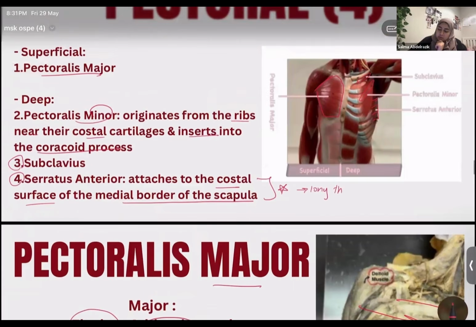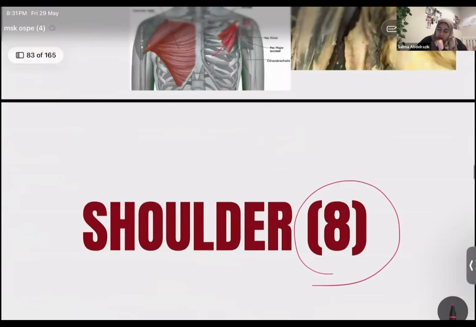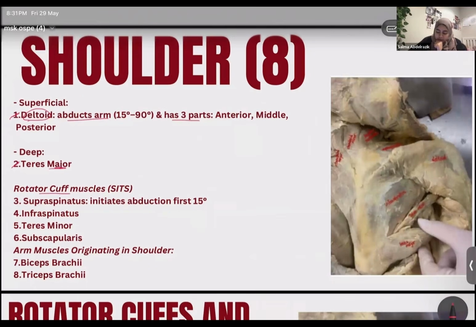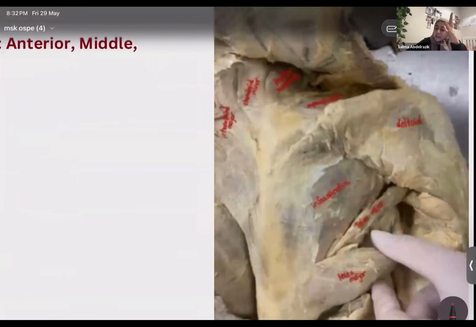Okay, actually, serratus anterior, let me say it now so I don't forget. Long thoracic nerve, was it? I don't know. It's going to be related to the brachial plexus. Anyways, we have the deltoid, which abducts, and the deepest, teres major. And the rotator cuff muscles are in the shoulder, like we said. We have supraspinatus, infraspinatus, teres minor, subscapularis. I also have the arm muscles, for the arm, but they originate in the shoulder: biceps brachii and triceps brachii. Awesome, awesome.